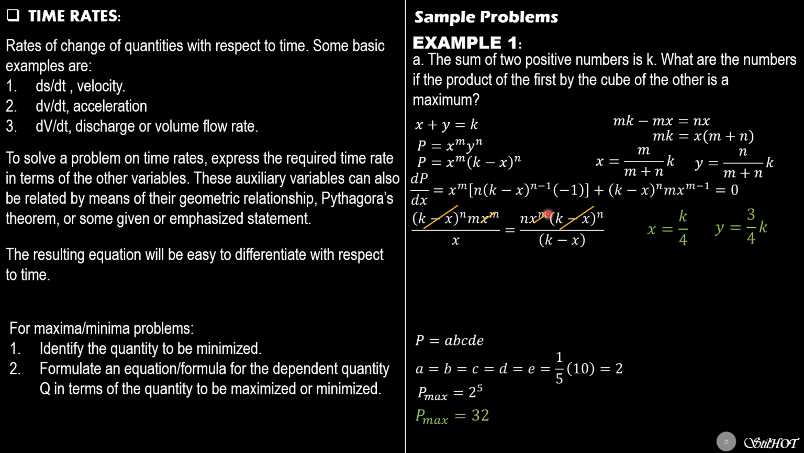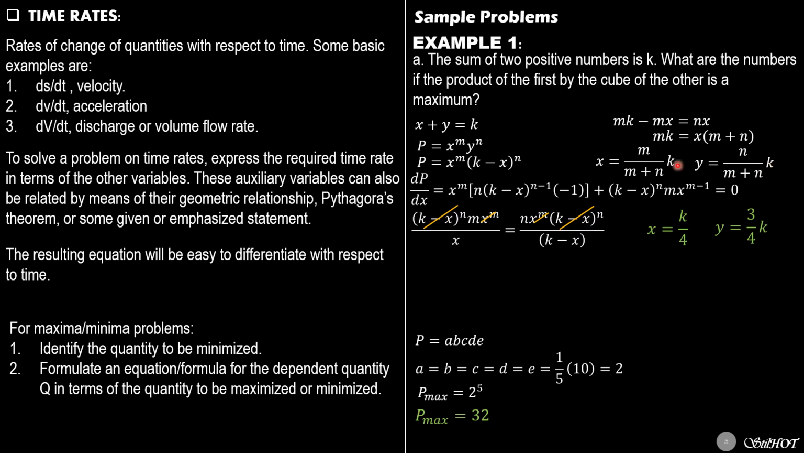So simplifying, we have m over x, m times k minus x equals n times x. So mk equals x times quantity m plus n. That means the first number is its exponent divided by the sum of exponents times the sum of the two numbers. So it's easy to remember. It's just exponent over sum of exponents times the sum of the numbers. Therefore, y is the exponent of the second number, n, over the sum of exponents times k.